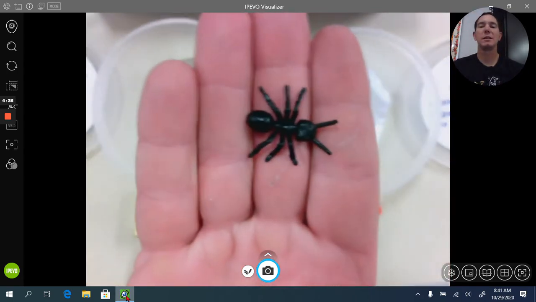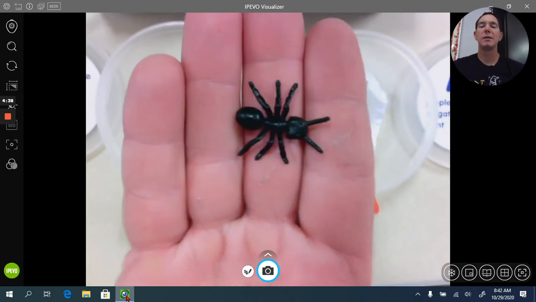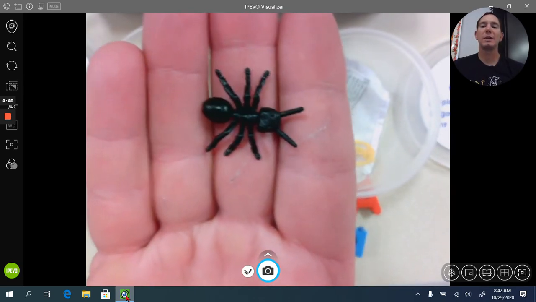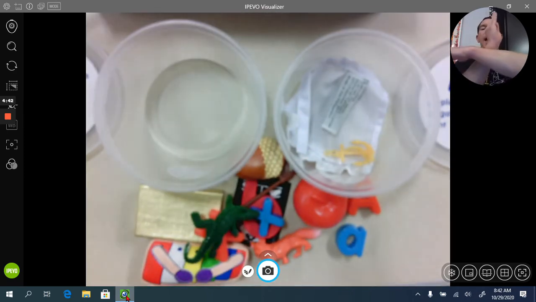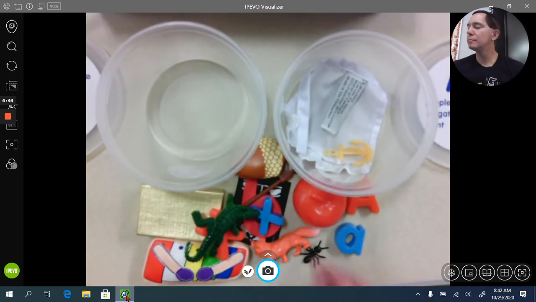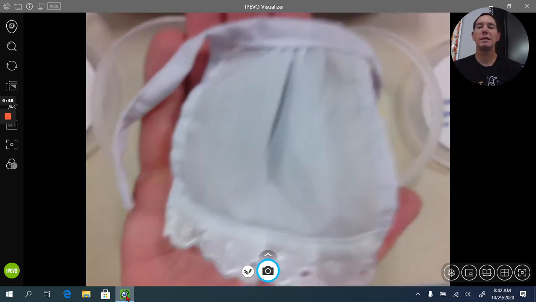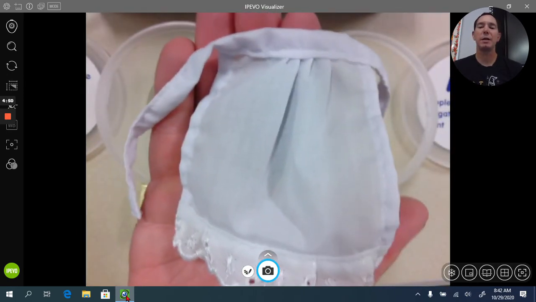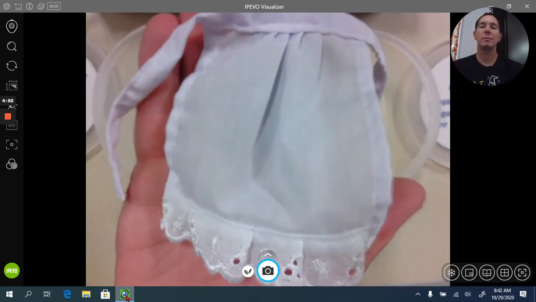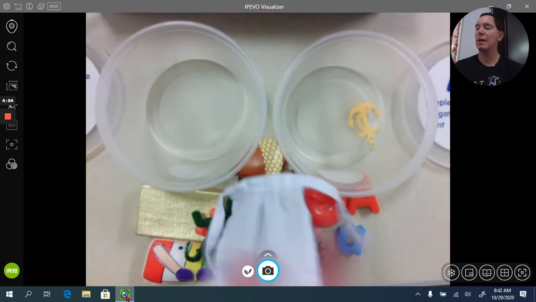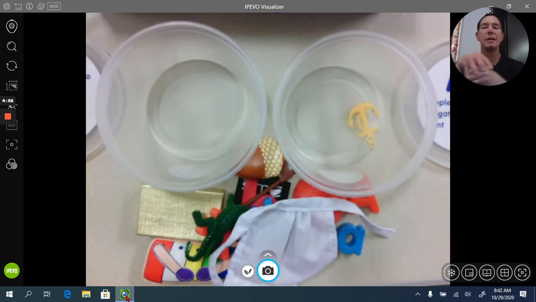What is this? It's an ant. What sound do you hear at the beginning of ant? What is this? It's an apron. What sound do you hear at the beginning of apron? A. Do you know what an apron is used for? It's used to help us keep our clothes clean when we're baking or cooking in the kitchen.